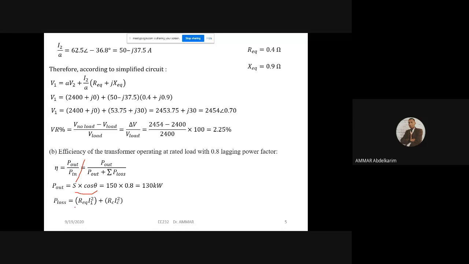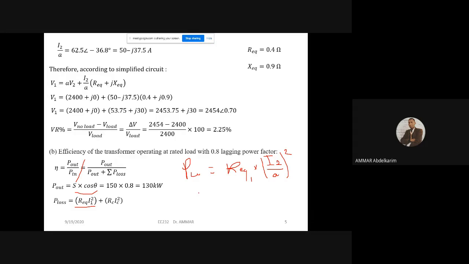The copper losses equals to what? Equals to R equivalent multiplied by I square, which is the current of the primary squared. So the copper losses equals to R equivalent 1 primary multiplied by I2 over A square, or I1 square.